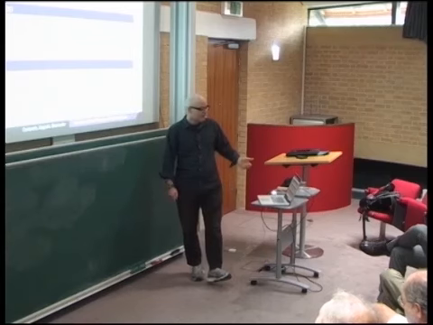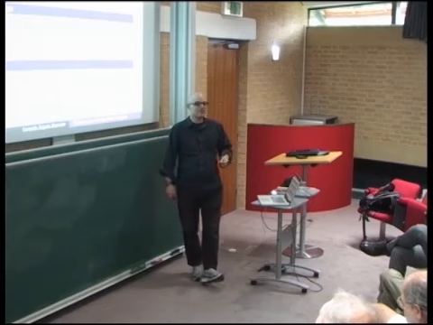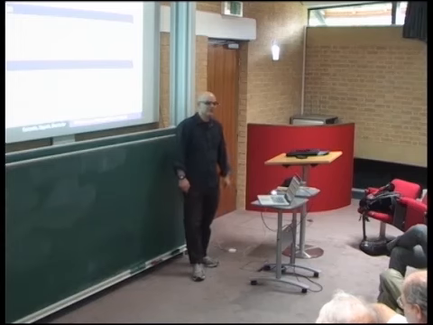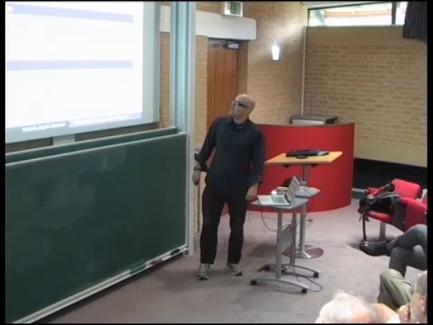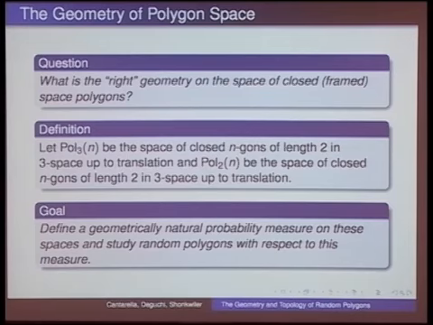And the reason I want to ask that question is because if I want to say what a random polygon is and prove theorems about it, I need a probability measure with respect to which to sample the polygons. And so these are just definitions. I'm going to focus on the space of polygons of fixed length, and I'm not going to worry about translation, and shortly I will mod out by rotation as well. And they'll be either in 3 space or in the plane, and they'll be closed.